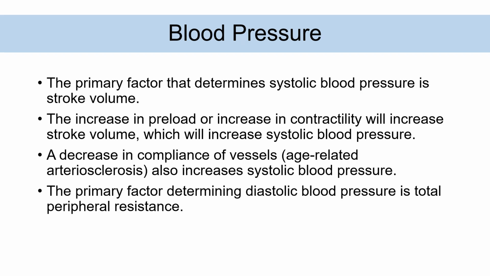So just some facts about blood pressure. So the primary factor that determines your systolic blood pressure is stroke volume. The increase in preload or increase in contractility is going to increase stroke volume, which will increase your systolic blood pressure. A decrease in compliance of vessels, so the ability of the vessels to kind of stretch and come back to their normal size, increases systolic blood pressure. And you can see this is age related. So just by us getting older, it is expected that our blood pressure will be a little bit elevated. The primary factor of determining diastolic blood pressure, so the lower number, is total peripheral resistance. So everything is tied together.